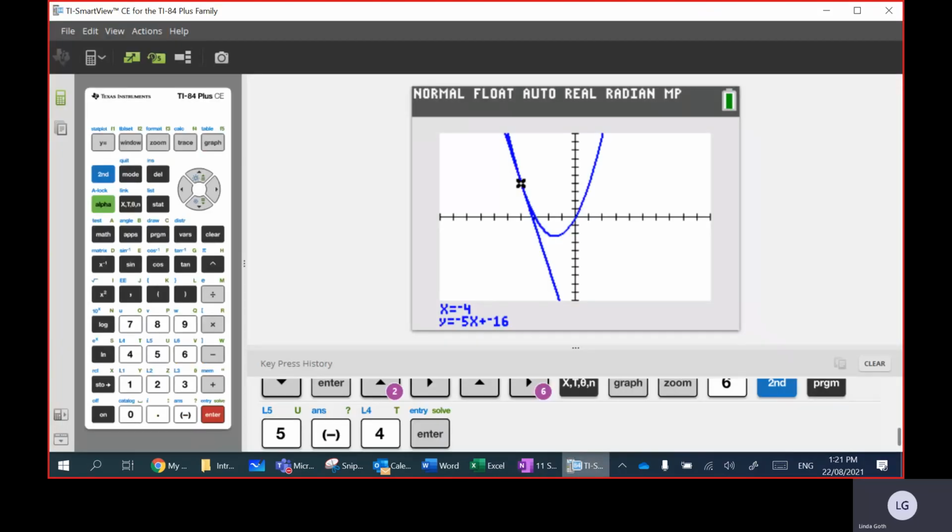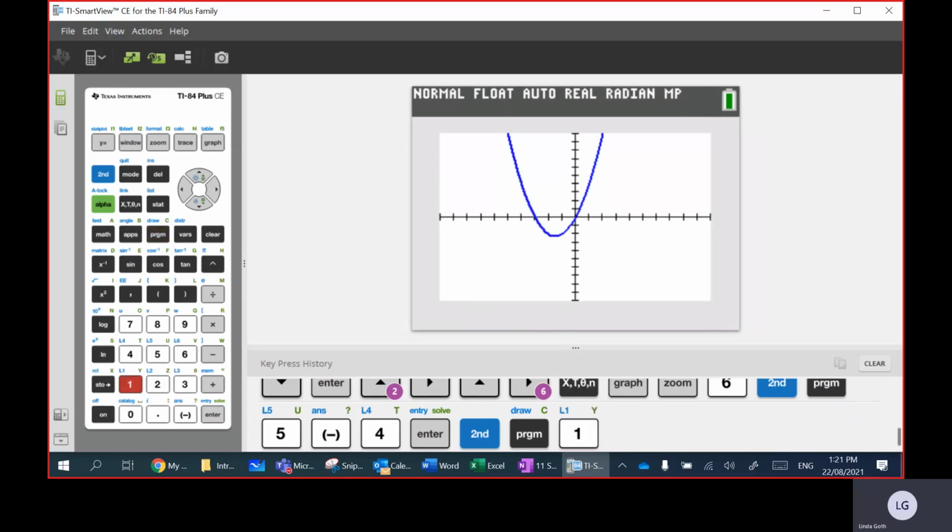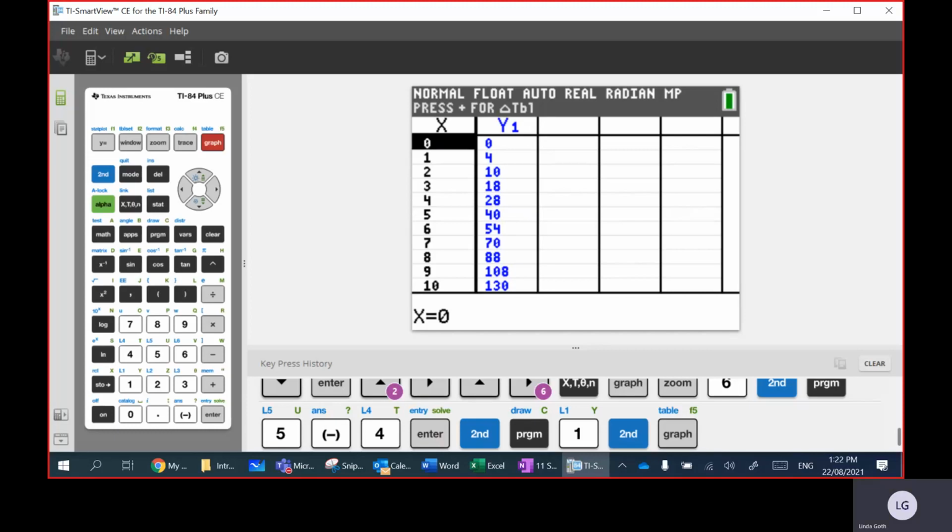I'll get my graphics calculator again. I'm going to delete that line because I'm going to do lots of tangents on this picture and it's going to get very messy. So if I want to get rid of it, I can press second draw again, and the first instruction there, number 1, is clear draw. So I'll just press 1 and then I've got my graph back. Before I go any further, I probably should find my y values. Above the top right hand button where it says graph, above that you will see table. So I can press second table and I can look at all my x values and my y values.